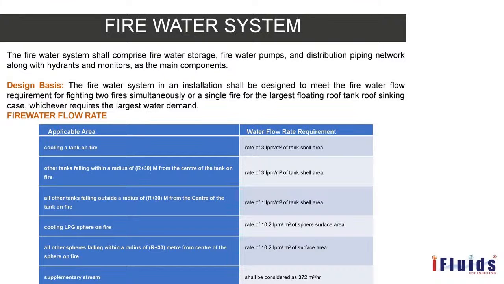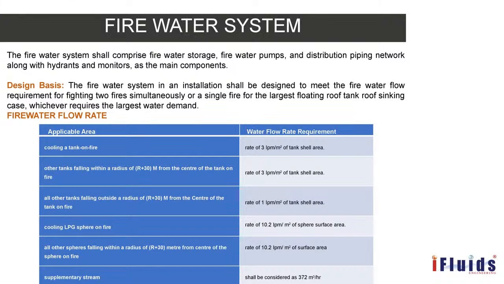If you have a tank farm, and the adjacent tank has to be provided a cooling effect, then if the tank is situated within the radius plus 30 meters from the center of the tank which is on fire, it also has to be provided with 3 liters per minute per meter square flow rate. If the tank is situated outside of this 30-meter radius, then it has to be provided only with 1 liter per minute per meter square.